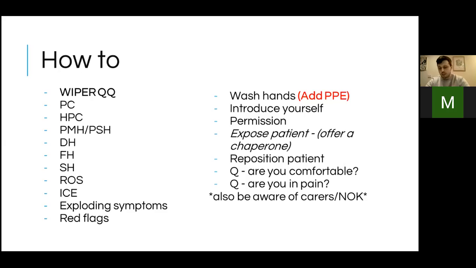And also, just as an aside, it's important to be aware if there is another person in the room other than the patient and the examiner, to confirm their role, if they're a carer, if they're a next of kin, and their relationship to the patient, and making sure that the patient consents to them being in the station at that time. That's just quite useful to ask.